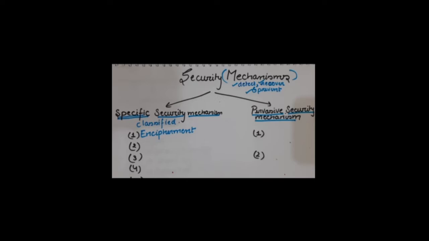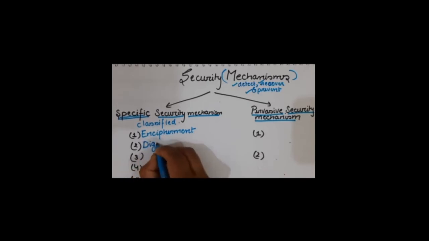And this is the first mechanism of security, which is very specific to the layers. Different layers can use different encipherment mechanisms. There's not one encipherment mechanism. There are different encipherment mechanisms. Moving to the second specific security mechanism, which is digital signature.